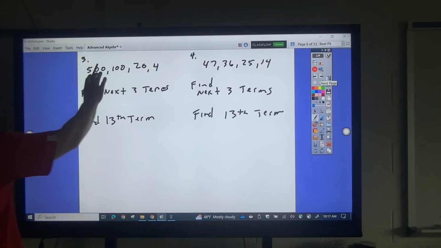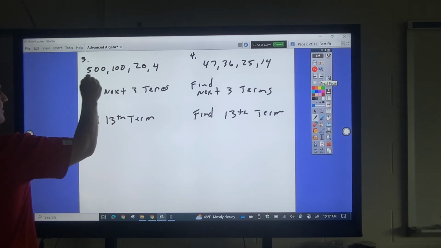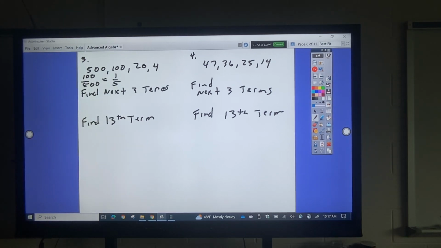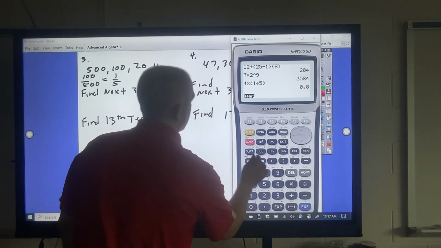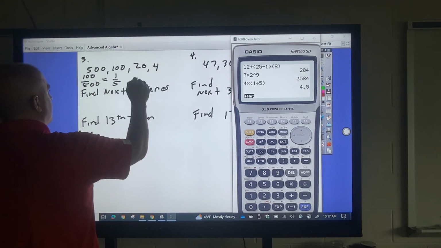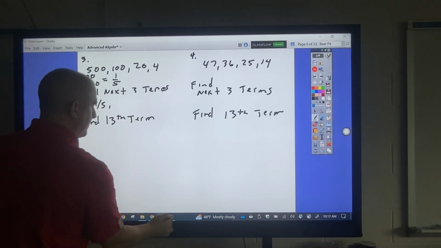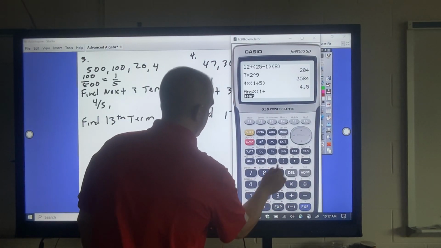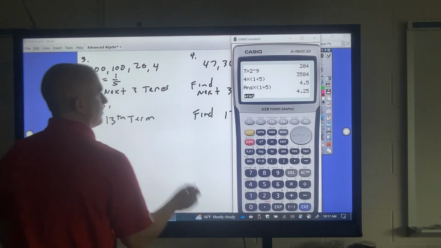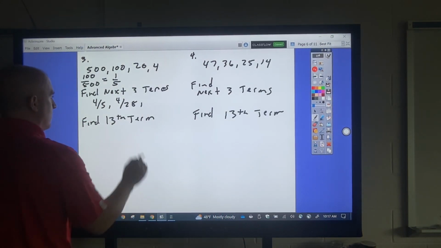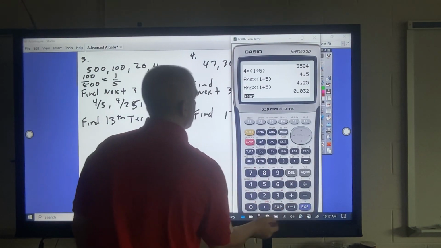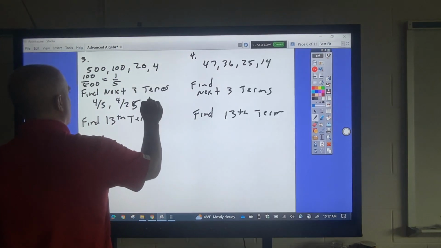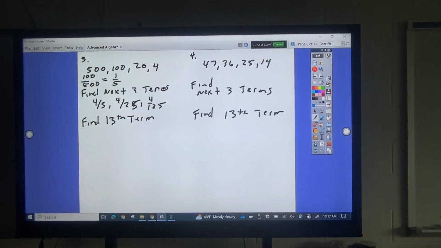Obviously the difference here is 400, then that's 20. That's not the same. So let's do 100 divided by 500, which is 1/5, and we want a fraction. So I've got 4 times 1/5 is 4/5. 4/5 times 1/5 is 4/25. 4/25 times a fifth is 4 over 125.